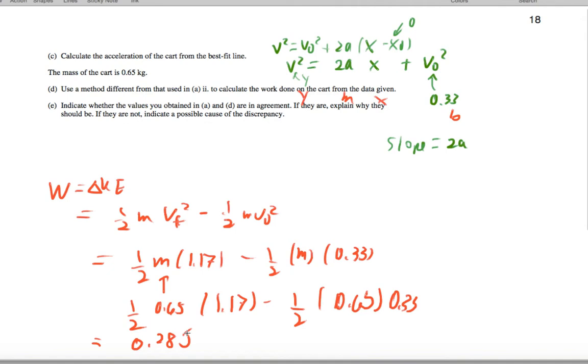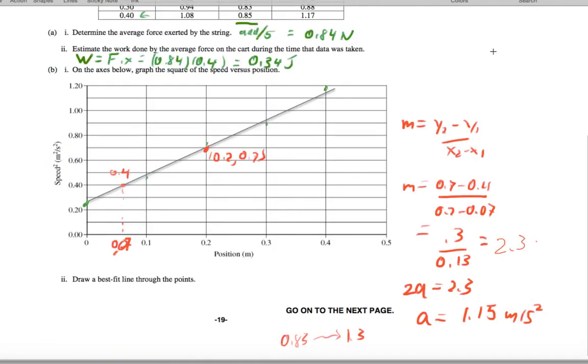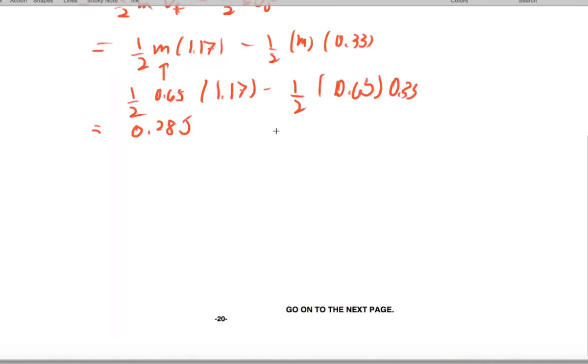So let's just figure out where we went wrong. This is the work done, right? 0.34 joules by this pulling force. But it seems that the kinetic energy was only 0.28 joules of work done through kinetic energy. So it seems that the force didn't create only kinetic energy.